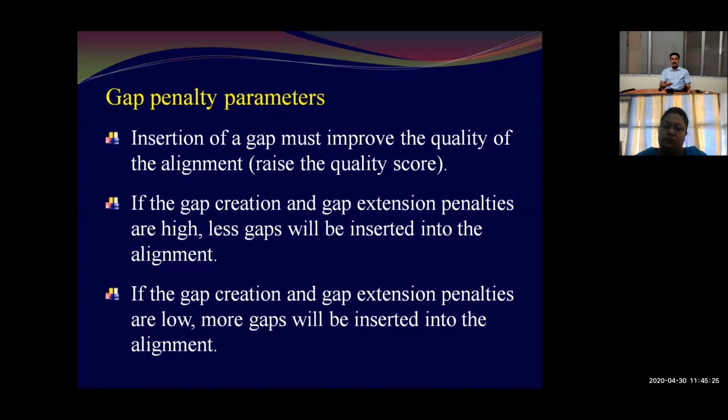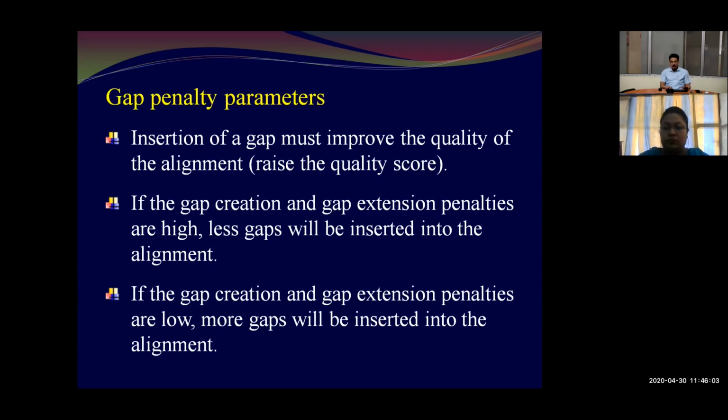Similarly, the gap creation and extension penalty should be very high when we want to put in fewer gaps. Less gap means the penalty should be high. If the penalty is high, there will be a tendency for the system to introduce fewer gaps. But if the score we have given for gap creation is smaller, then there will be a tendency to create more gaps, because the overall quality would otherwise be reduced. So why is this so?